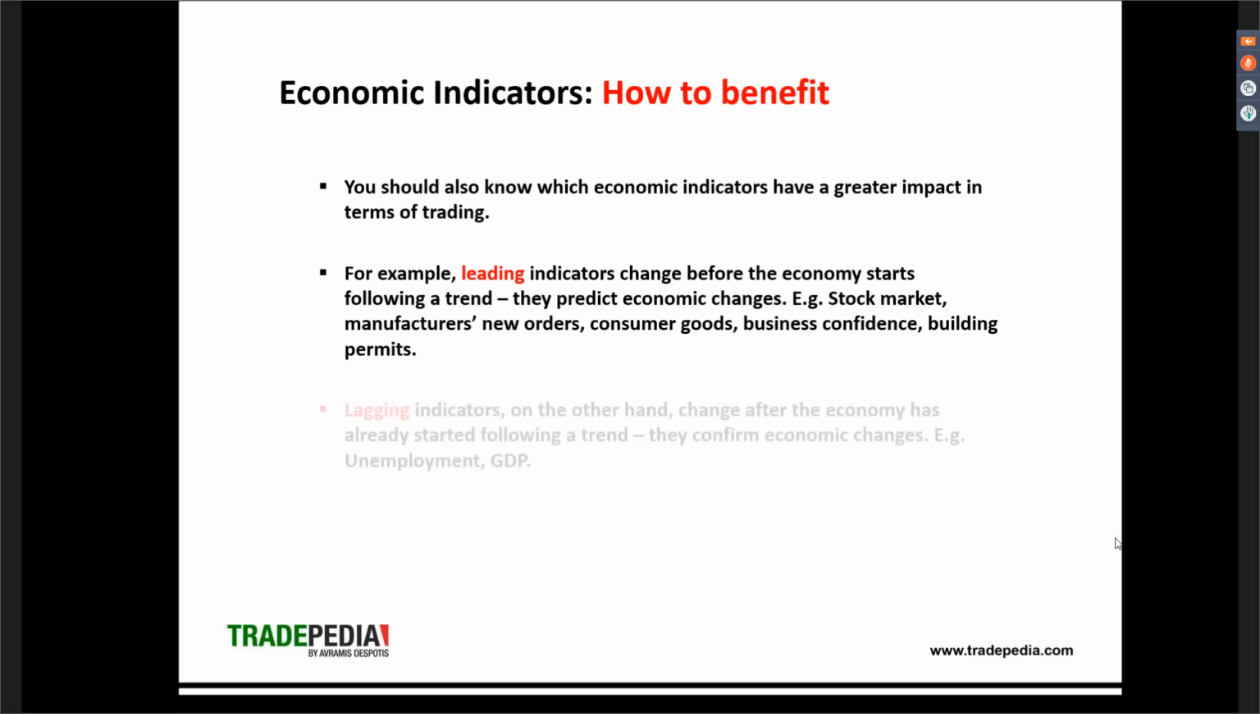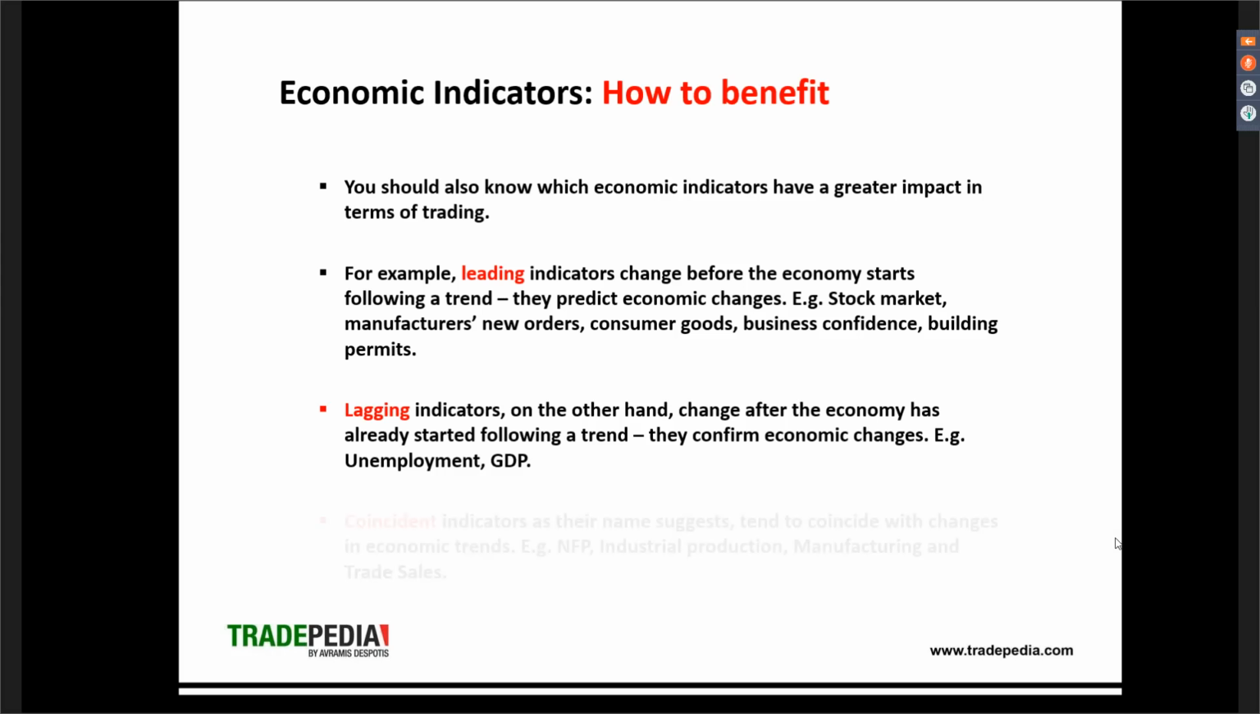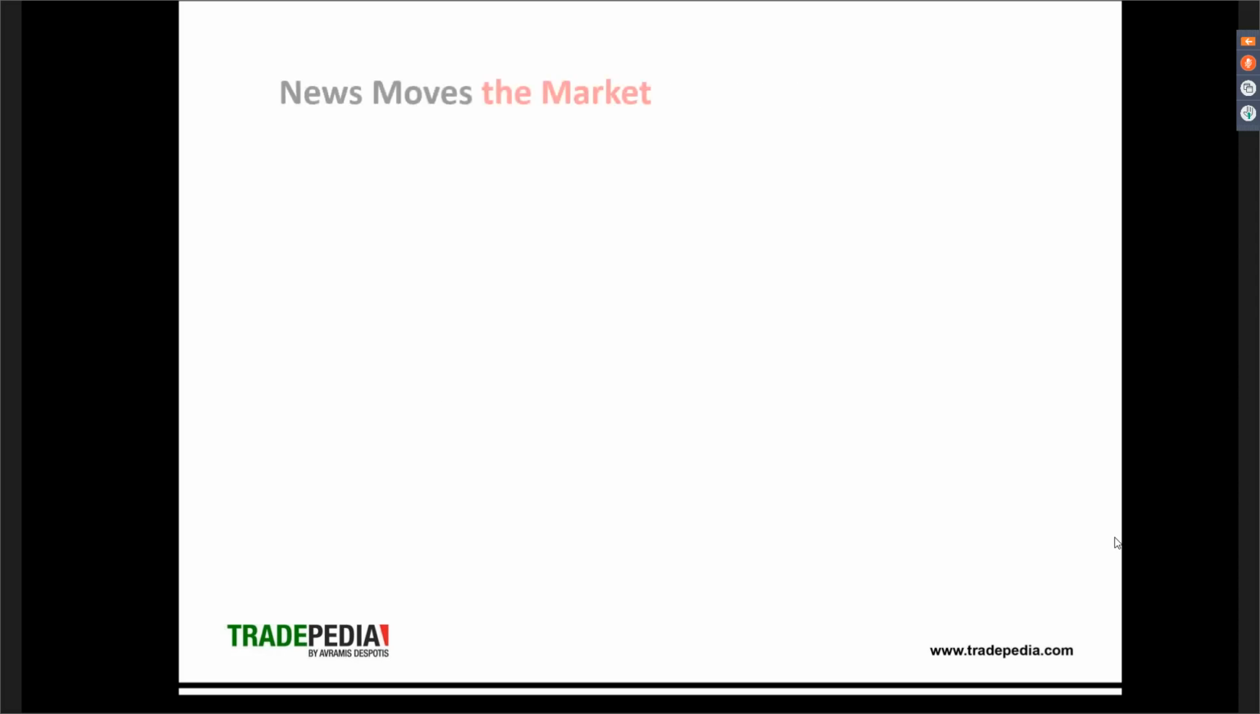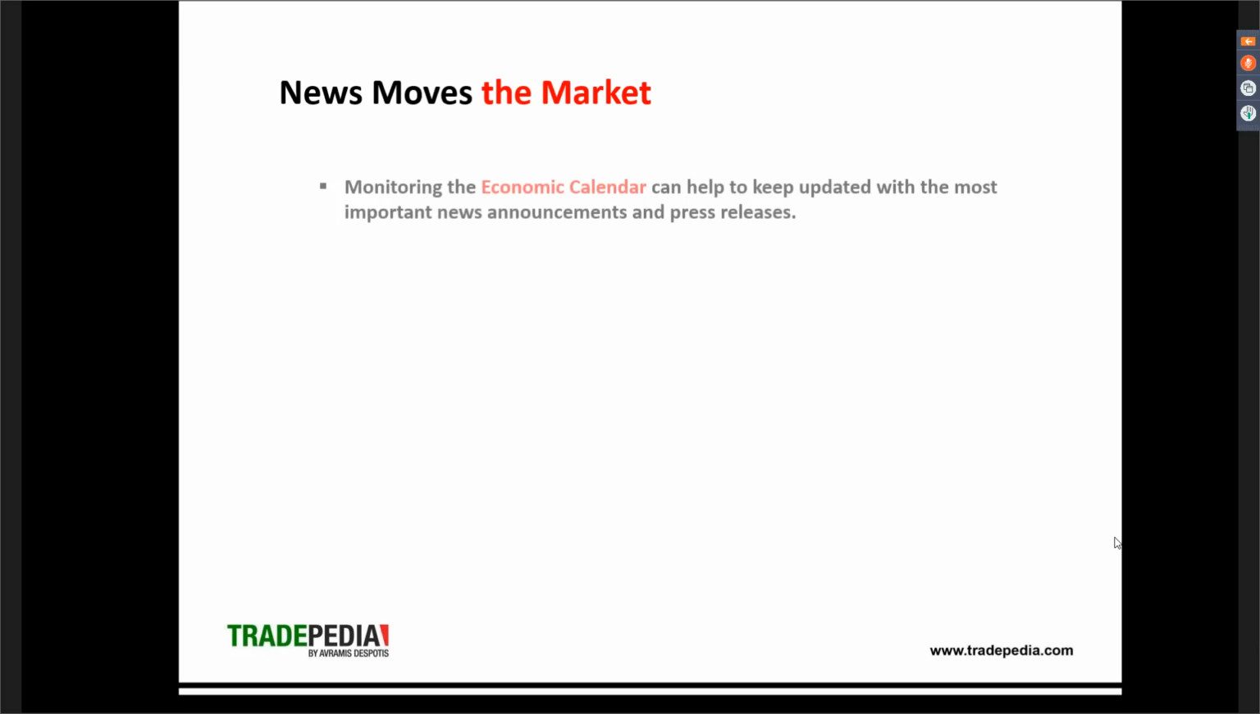On the other hand, we have lagging indicators, which, as the name suggests, change after the economy is already starting to follow a new trend. In other words, they confirm economic changes, such as unemployment, GDP. And then we have coincident indicators, which tend to coincide with changes in economic trends, such as NFP, industrial production, manufacturing, and trade sales. And news moves the market.